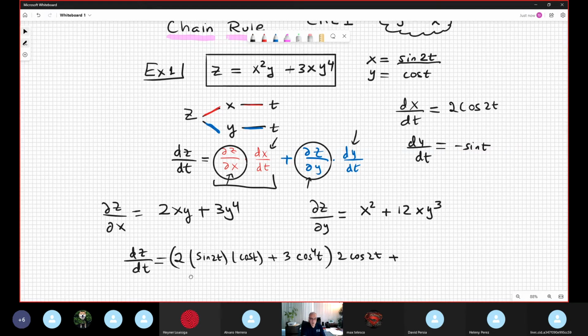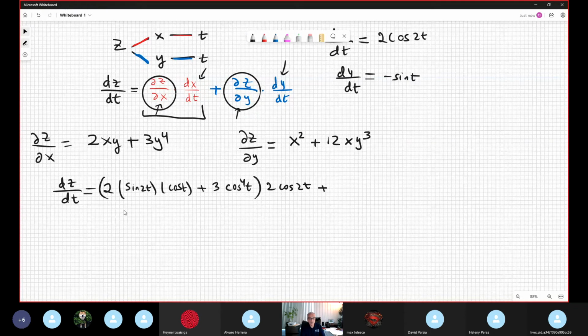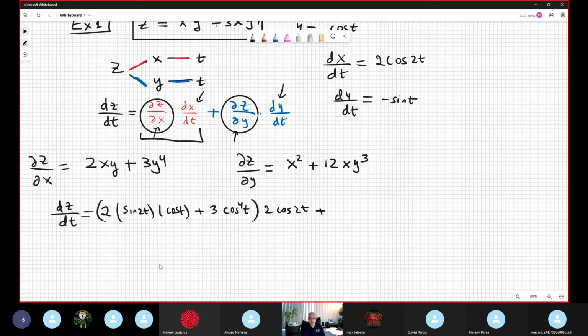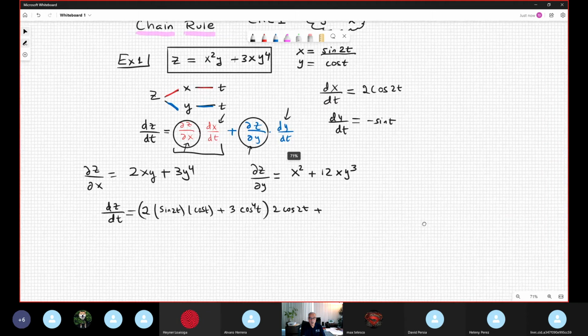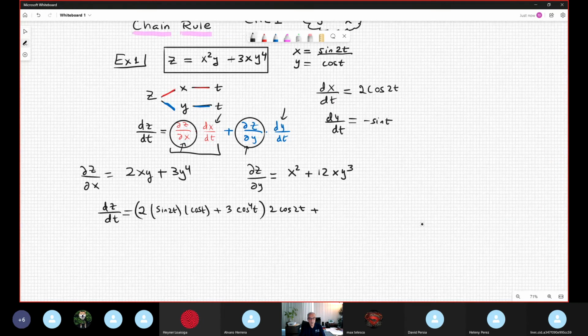Now, the last part is x squared, but x squared is this guy squared. I mean, this guy squared, which is this, no? It's sine squared 2t, plus 12 sine 2t cosine cubed t, which is y.